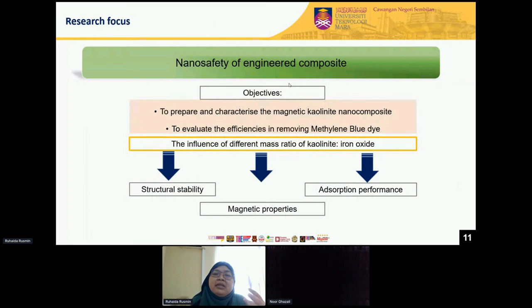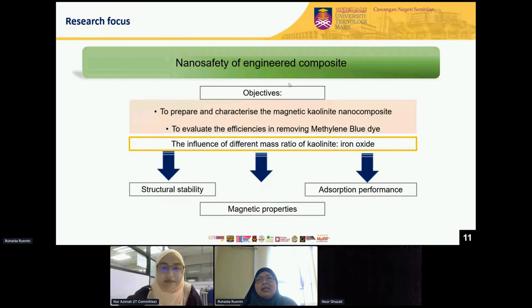The main idea of our research is that we are trying to look into the nano safety of this engineered composite. So this is actually our big goal, whereby we are hoping that with this research we are able to provide some information about the nano safety of this engineered composite. Because I think from yesterday's speakers as well, they talked about the importance of assessing the safety of the engineered material that is being produced. Nowadays there are many nanomaterials being developed in the lab, but little concern is given to what actually happens to this engineered material when exposed to the environment: what is the fate, the transformation, the mobility, and so on. So that is our main goal.